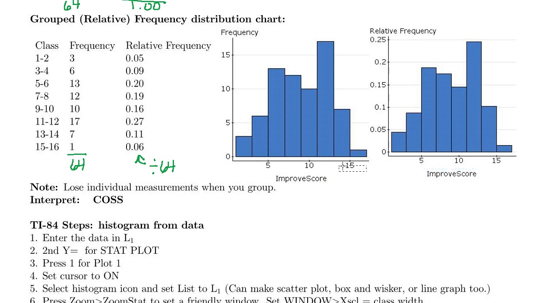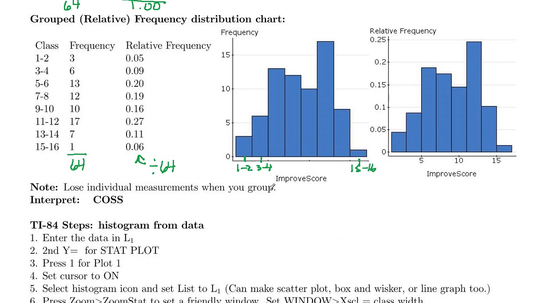Now, generally what you would do is you would label this first bar, put a tick mark in the middle of it, and label that bar 1-2. And then a tick mark in the middle of the second bar, label that one 3-4, and etc. down to the last one, which is your 15 to 16.